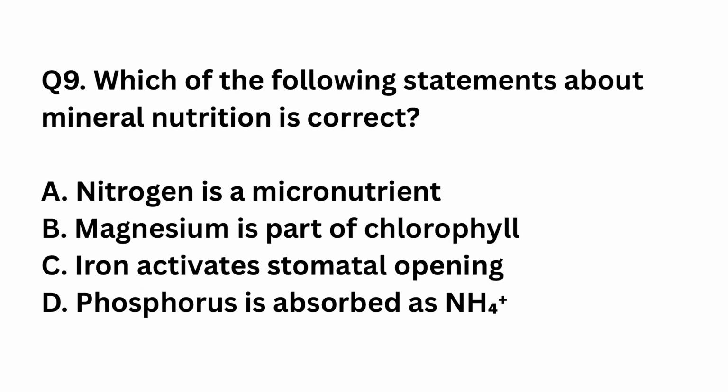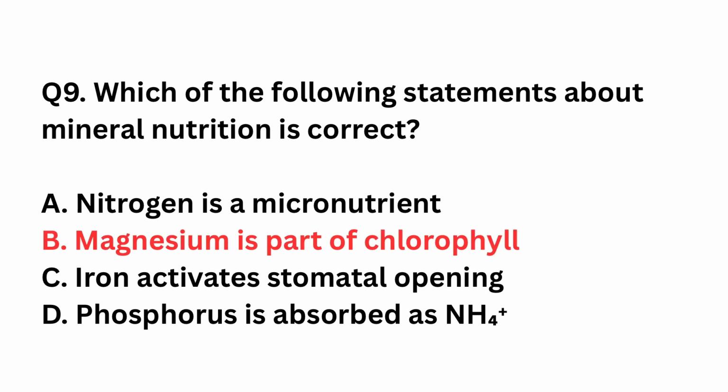Question number 9. Which of the following statements about mineral nutrition is correct? Nitrogen is a micronutrient, magnesium is part of chlorophyll, iron activates stomatal opening, phosphorus is absorbed as ammonium ion. The right answer is option B. Magnesium is the central atom in chlorophyll molecule. Nitrogen is a macronutrient and phosphorus is absorbed as phosphate ions.